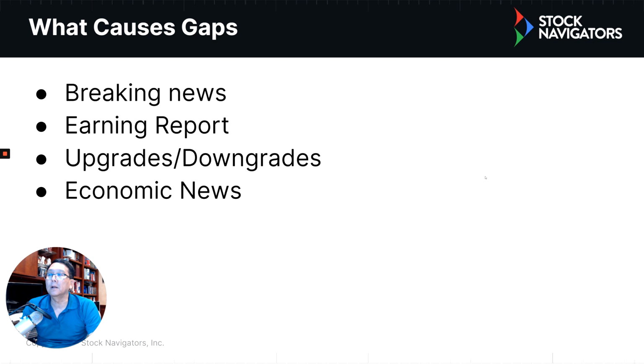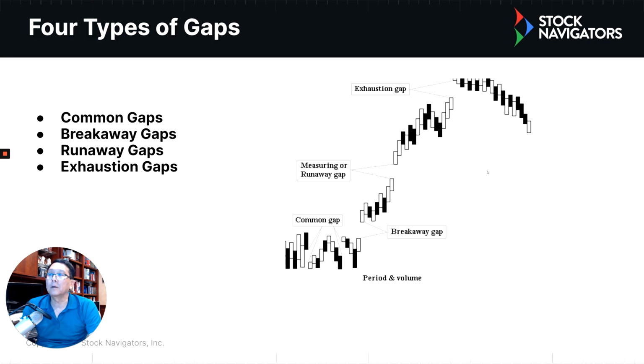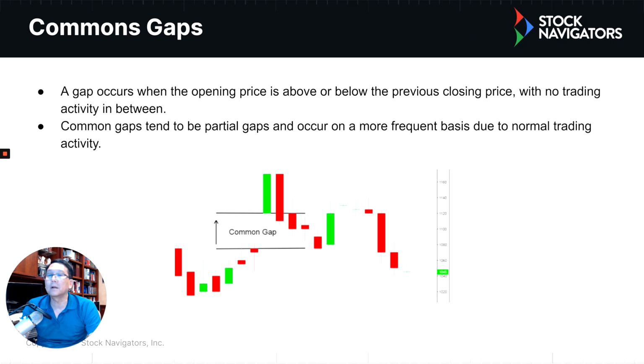Okay, so there are four types of gaps. The first one is called a common gap, then the breakaway gap, the runaway or continuation gap, and the last one is called the exhaustion gap. So what is a common gap?